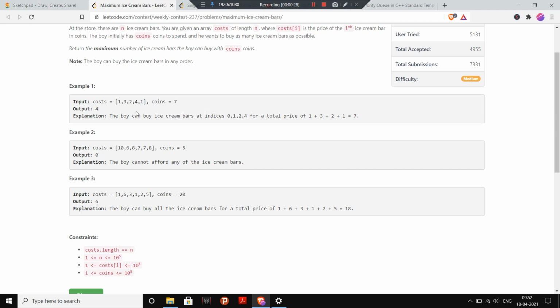So we have 1, 3, 2, 4, 1, and we have 7 coins. Now, what will we do? We have to maximize the number of ice creams that we can buy. So we will focus on buying the ice cream with the least cost, and for that we have to sort this array of costs. After sorting, the sorted array becomes 1, 1, 2, 3, and 4.